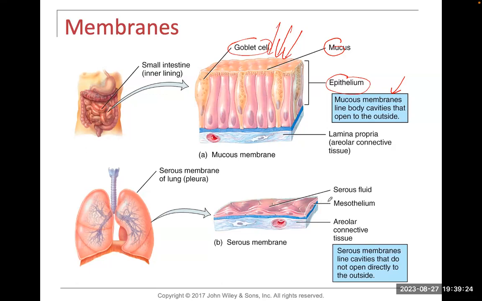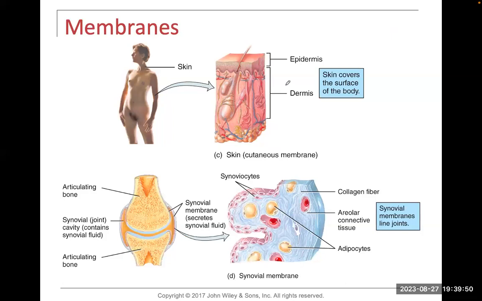Serous membranes, we have serous fluid here that helps to line the cavities that do not open directly into the outside. And these serous membranes, especially here of the lungs or the pleura, help to create a kind of slippery surface so the lungs don't stick to adjacent tissues. So we have mucous membranes, we have serous membranes, and then we have the cutaneous membranes or the skin. Those three are epithelium. Okay.